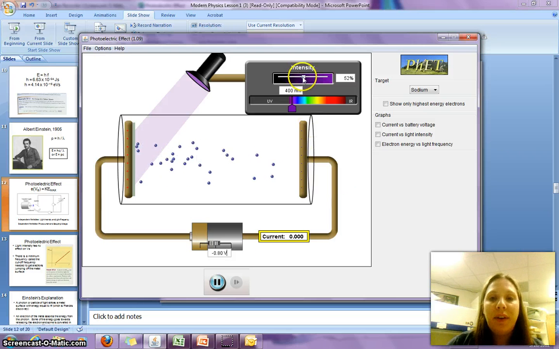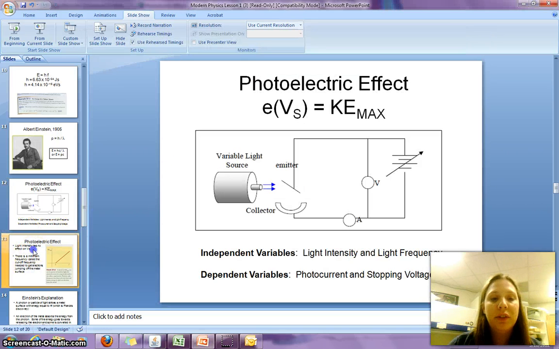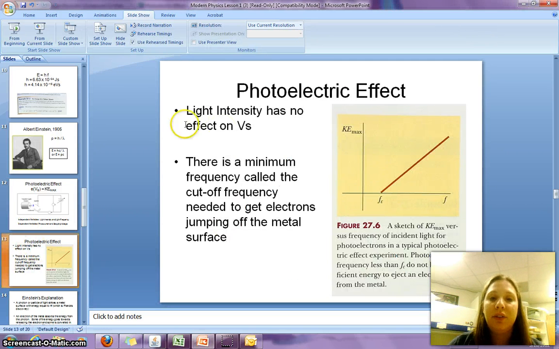Now, if you notice, if I increase the intensity, let's say to 70 or 80%, I'm still at 0. So if I adjust this voltage and turn it up, I'm still at 0. If I turn it down, the current starts to kick in. So the intensity does not affect the stopping voltage, which is one of our first conclusions about the photoelectric effect. The light intensity has no effect on the stopping voltage.